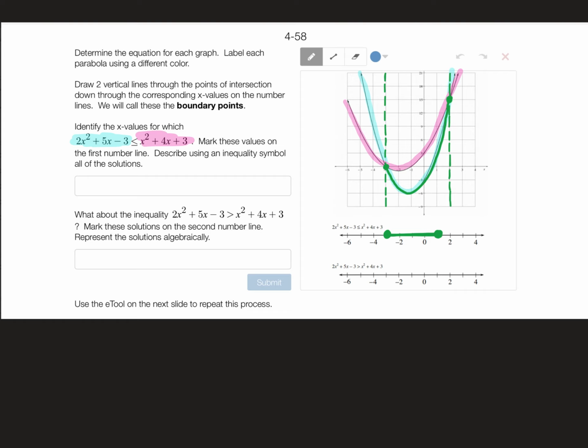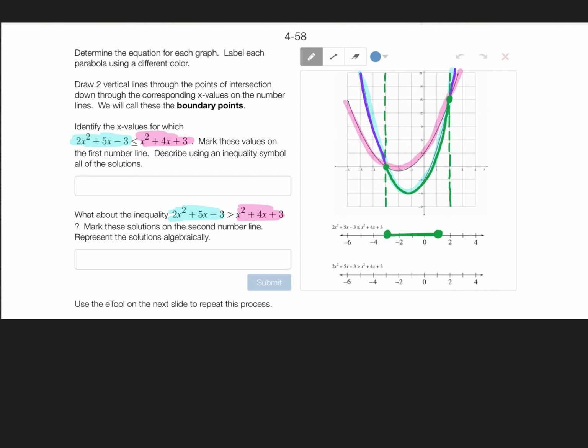Now, what about the inequality? And I'm going to shade them again so we can see which we're looking at here. Teal graph is greater than the pink graph. So this time we want to know, when is the teal graph greater than the pink graph? So when is the teal graph above the pink graph? Well, that happens, let me use my pen here, from here and here.